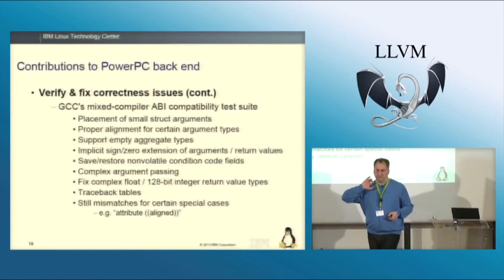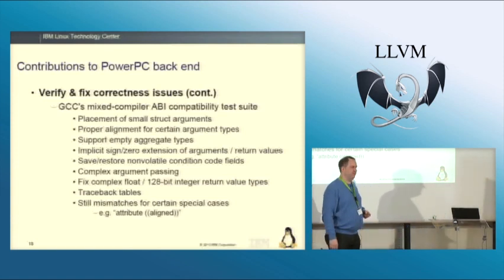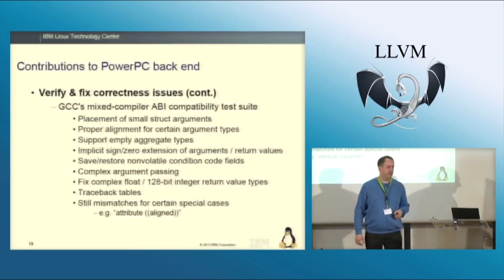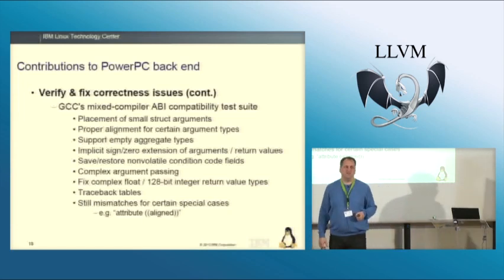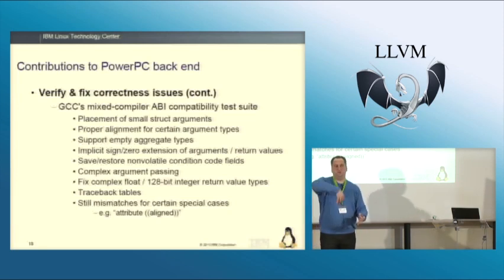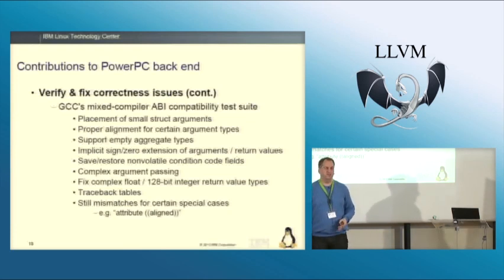So once we got the main test suite clean, the other interesting thing that we did was, well, ABI issues are always very important to get right. GCC has a very nice mixed compiler ABI test suite, where you have a large set of test cases that test all the various corner cases of the ABI, and you can specify two different compilers. It will build the caller with one compiler and the callee with the other, and then vice versa, and run it in all combinations and see that it always passes.